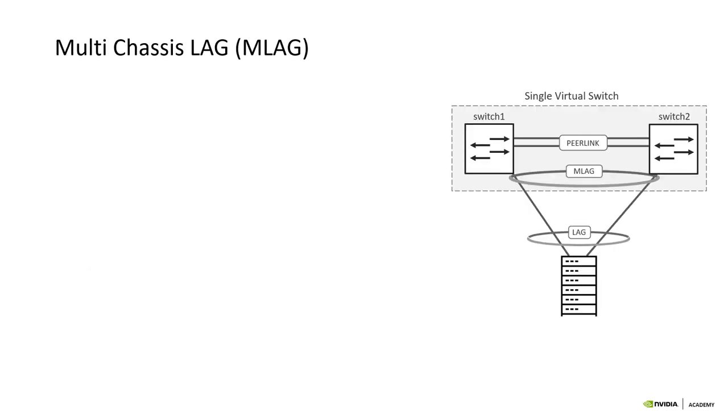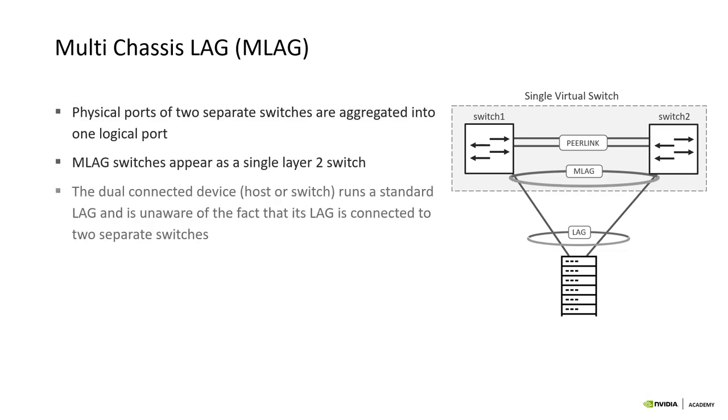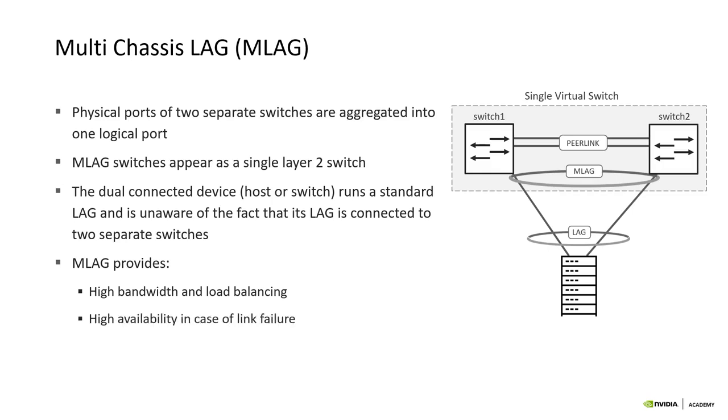While LAG provides aggregation of physical links that reside on the same switch, multi-chassis LAG, or MLAG, allows for the aggregation of the physical ports of two separate switches into one logical port. MLAG switches appear as a single Layer 2 switch. The dual connected device, host, or switch runs a standard LAG and is unaware of the fact that its LAG is connected to two separate switches. MLAG provides high bandwidth and load balancing, high availability in case of link failure, and high availability in case of switch failure or switch software upgrade.